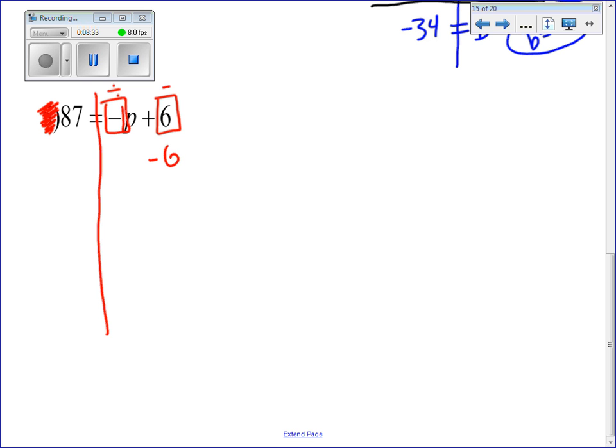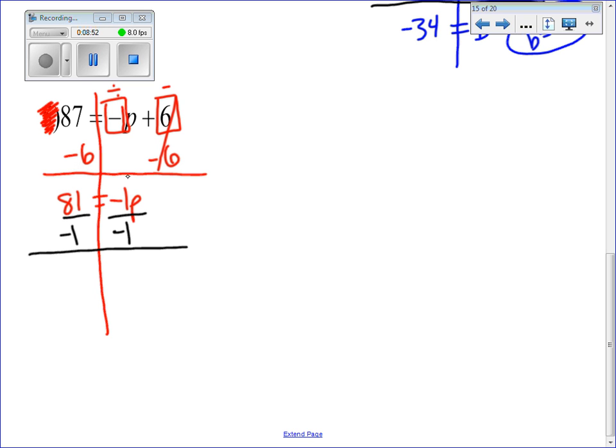First, we always add or subtract first. So I'm going to subtract by 6. That leaves negative 1p over here. 87 minus 6 is 81. Now I need to get rid of the negative 1 by dividing both sides by negative 1. These cancel. You're left with p. And 81 divided by negative 1 is negative 81. So p equals negative 81.